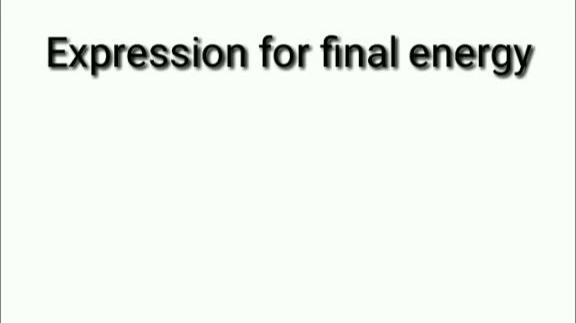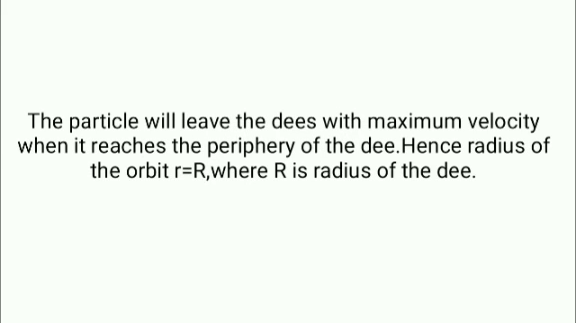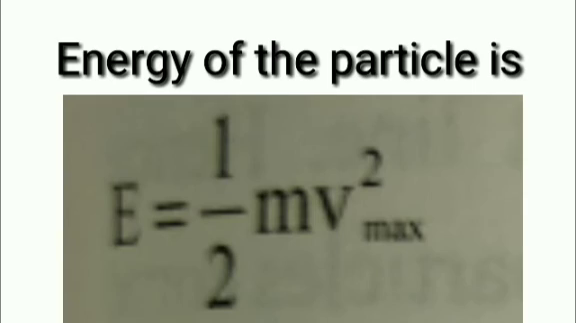Next is the expression for final energy. The particle will leave the D's with maximum velocity when it reaches the periphery of the D. Hence, radius of the orbit r is equal to capital R, where capital R is the radius of D. Next, we will see the energy of the particle. That is, energy of the particle E is equal to half mv square.